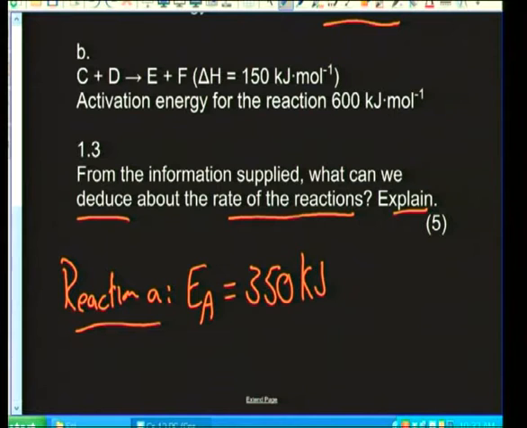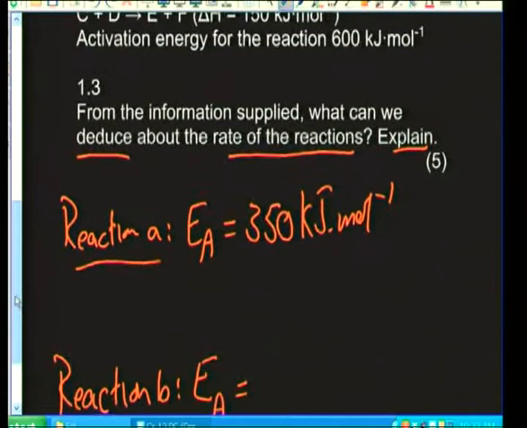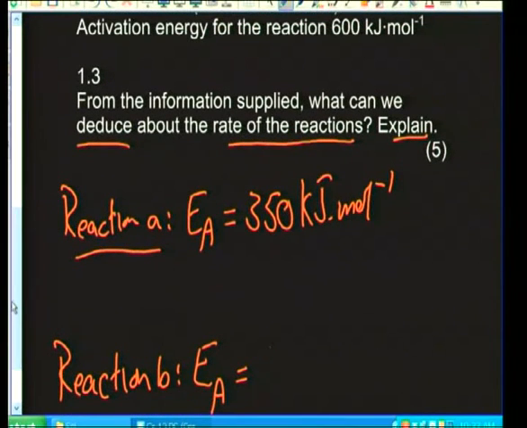350 kilojoules per mole. And what does that mean? It means that this is a small amount of energy compared to reaction B. For reaction B, the activation energy, if you take a look, is 600 kilojoules per mole. So I've extracted the important information.